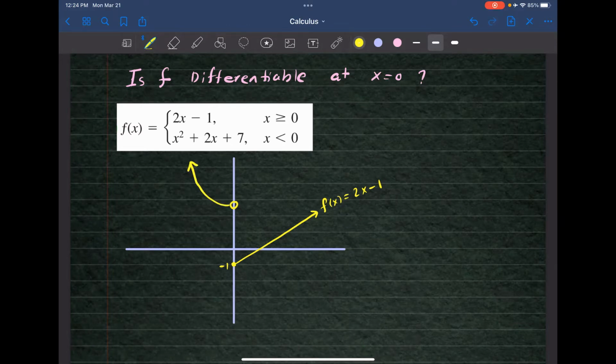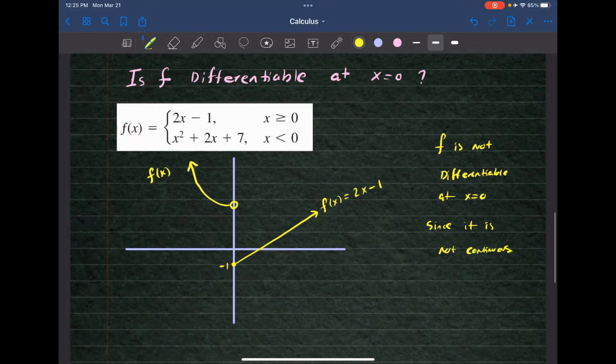Now we're testing if it's differentiable at the origin. Well, it's not even continuous at the origin. There is a big jump, right? So because of that, it's not continuous. There is no way we can talk about differentiability. So this function, f, is not differentiable at x equals 0 since it is not continuous.